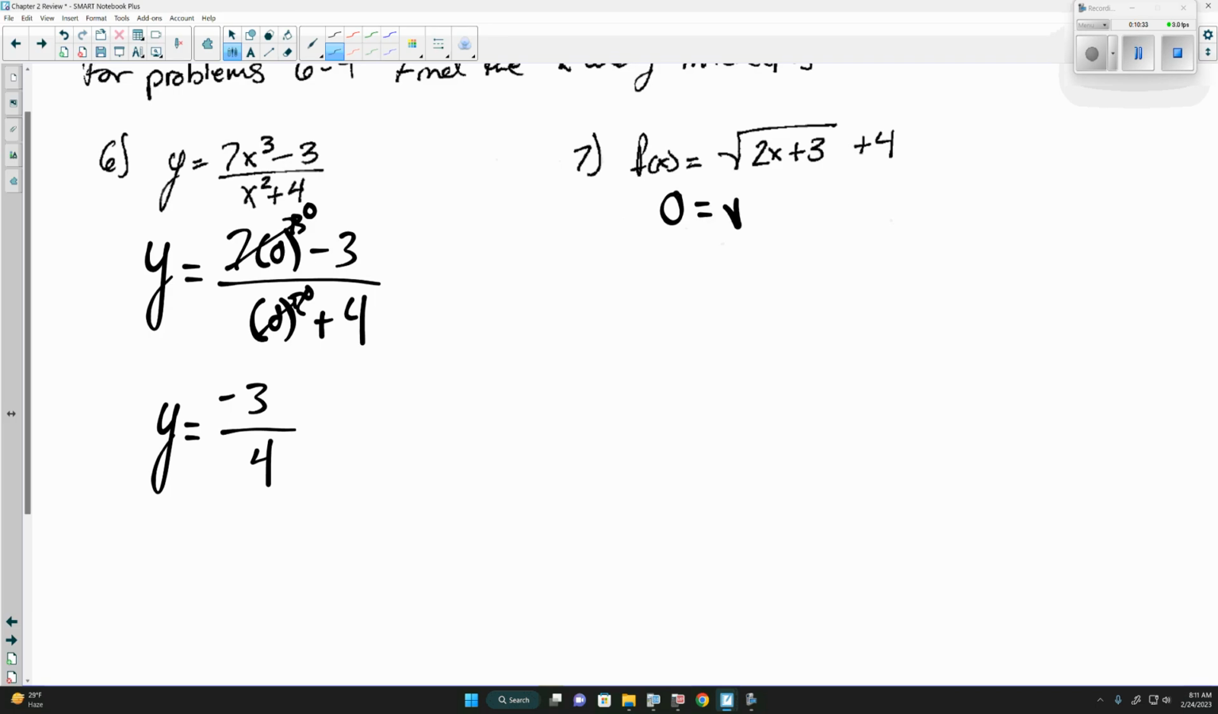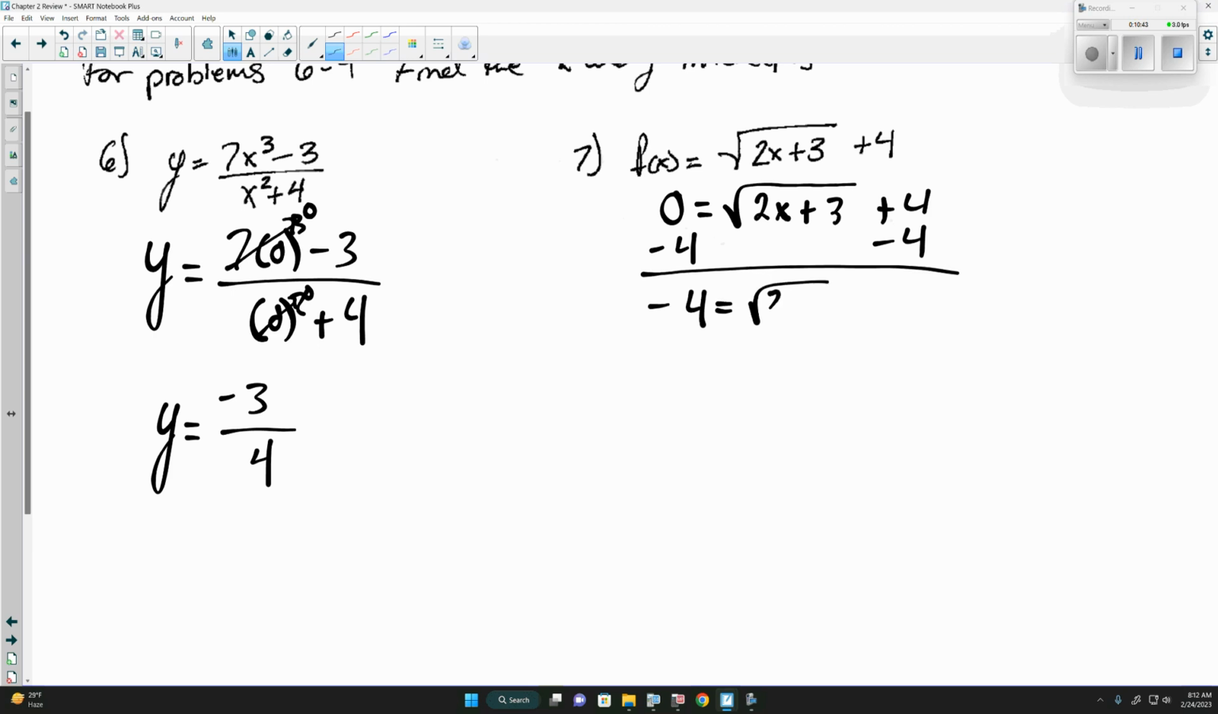0 is equal to the square root of 2x plus 3 plus 4. Because if I minus 4 from both sides, we get that negative 4 is equal to the square root of 2x plus 3. Well, we can't get a negative number out of a square root, because the square root is asking what number times itself gives us what's inside the radical. Well, it can't be negative, so there is no x-intercept.